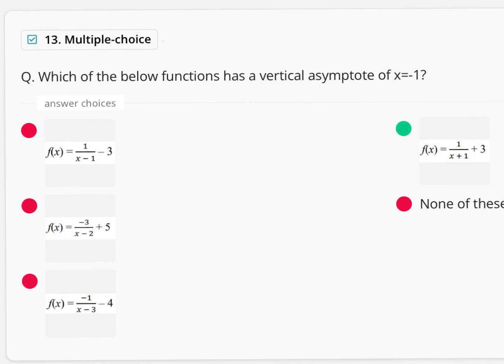Any questions? It's like a free point on the test, right? Super easy. But then again, maybe I don't ask for a vertical asymptote on the actual test. I might ask for a horizontal asymptote of, let's say, y equals negative 3 or something like that. Then you would pick this one. This one has the horizontal asymptote of y equals negative 3. So it all depends what I ask, but this question should be that easy.